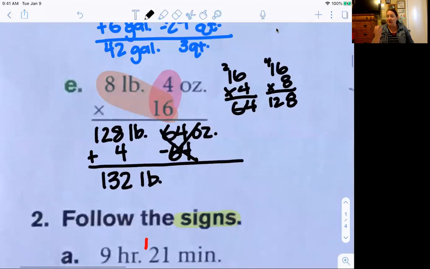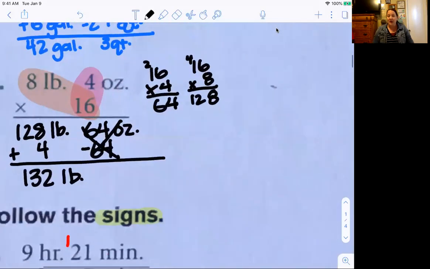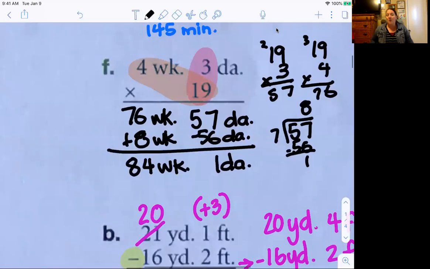Pause if you don't understand. Look through mine, okay? And then F, we have 4 weeks, 3 days, times 19 becomes 76 weeks, 57 days. And there are 7 days in a week. So we did 57 divided by 7 is 8. There's 8 whole weeks. So 8 weeks we're adding, and then 56 days, because 8 times 7 is 56. We did 57 minus 56, and we get 1 day, with the final answer of 84 weeks and 1 day.